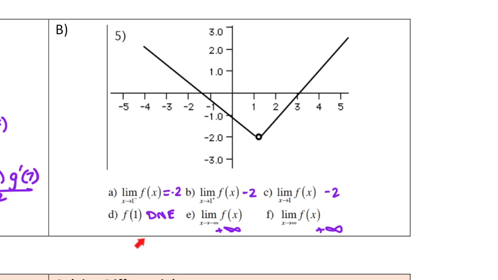It does not exist. And then when you look at the left-hand endpoint, your graph is going upward, so it goes towards positive infinity. And when you look at your right-hand endpoint, your graph is also going upwards, so your function heads towards positive infinity.